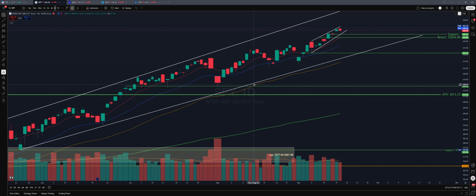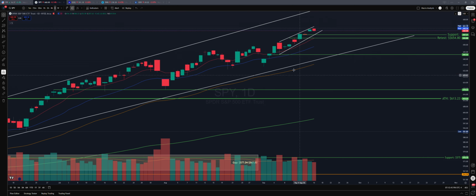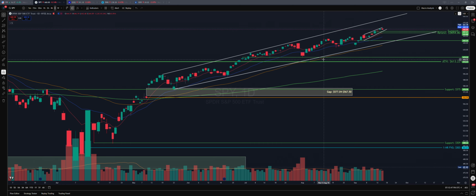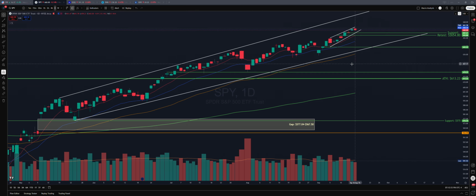The 50 is the goldish color line, and the green line is the 200 EMA. So we're still following an uptrend. Nothing really in terms of bearish structure, not seeing that. Still think we're going to continue to make some upside movement.